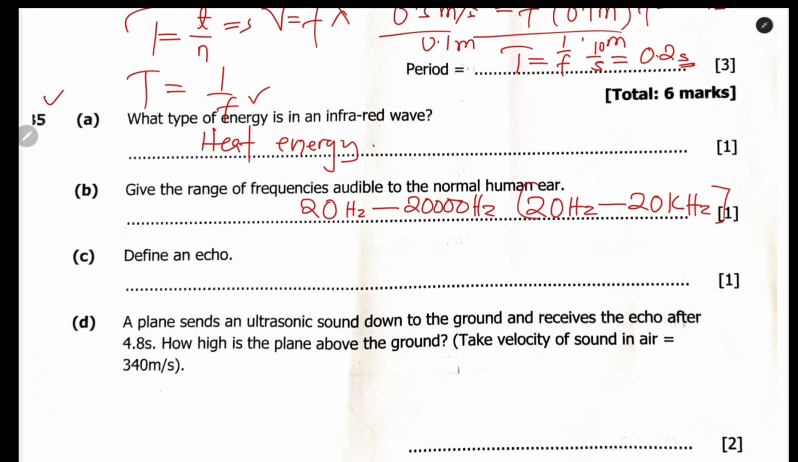Then define an echo. An echo is the bouncing back of sound. So you can say the bouncing back of what? Of sound. That is wave. Or we can say, that is echo. Echo is the bouncing back of sound. Or we can just say it is the reflected sound. Okay, so we can just say it's a reflected sound.